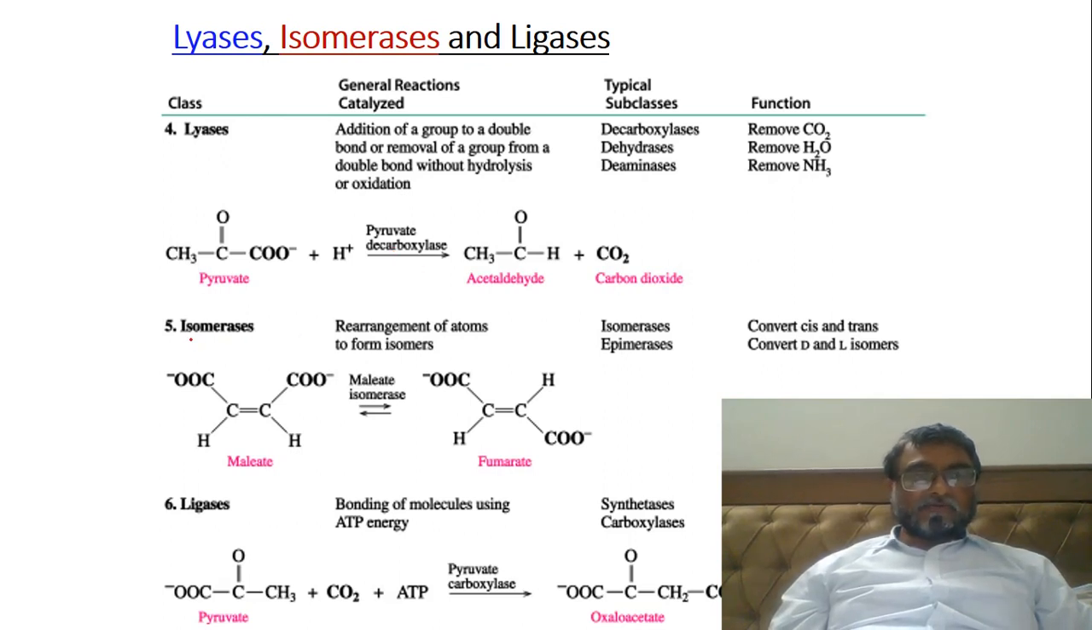Isomerase means to form the isomers. There are several isomerases, for example malate isomerase, converting malic acid, the malate, into the fumarate, fumaric acid. Ligases are bonding molecules using ATP. So energy is required as a synthesis reaction. So pyruvate uses the ATP, and pyruvate carboxylase converts it into oxaloacetate.